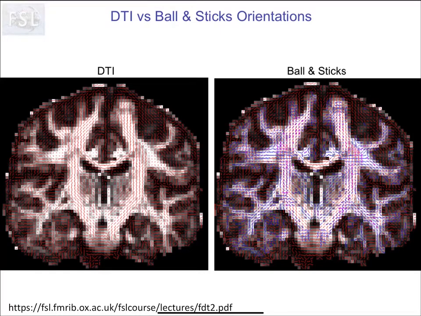This is just to drive home the message about the difference between DTI and ball and sticks. With DTI, you are limited to just one primary direction per voxel. With ball and sticks, you can have typically up to 3 sticks.